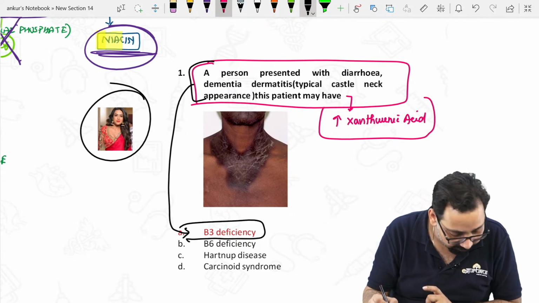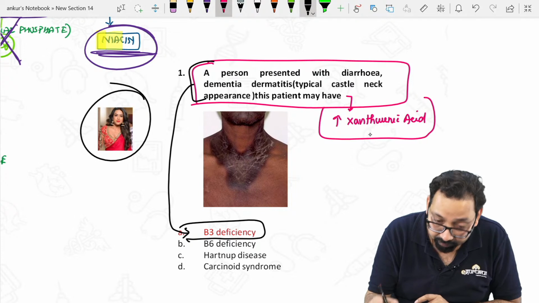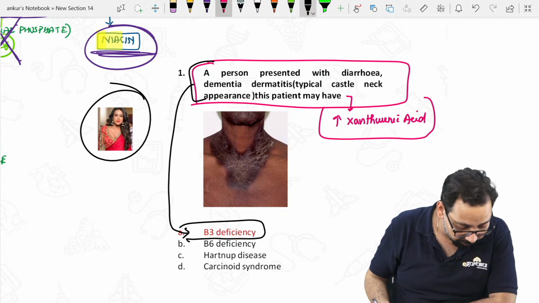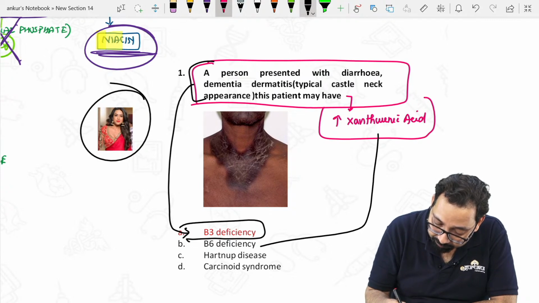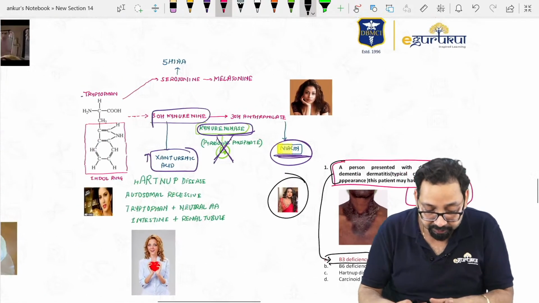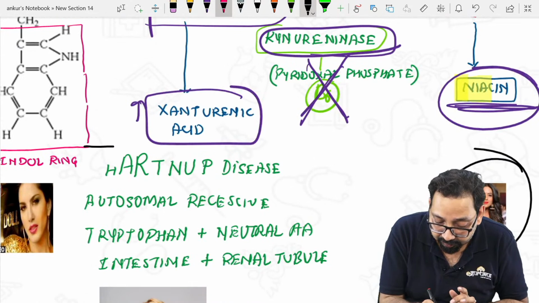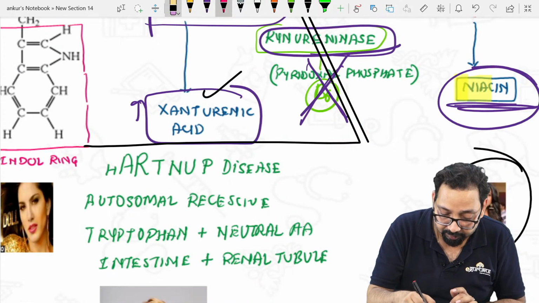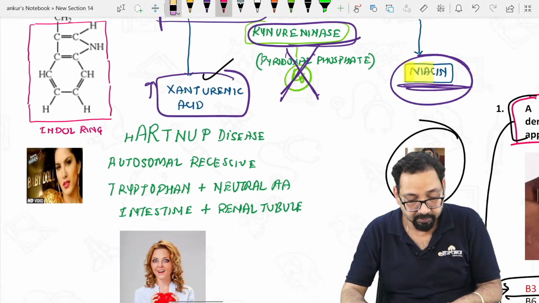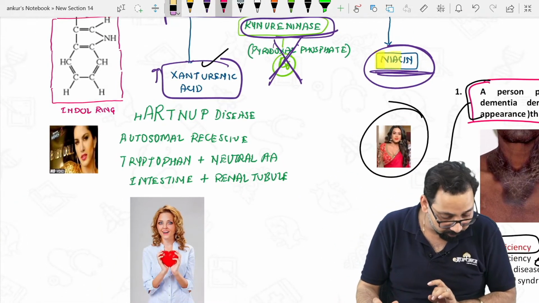But if xanthurenic acid is increased, then what would be the best answer? Then B6 deficiency. Why B6 deficiency? Because of increased xanthurenic acid. Clear? Good.